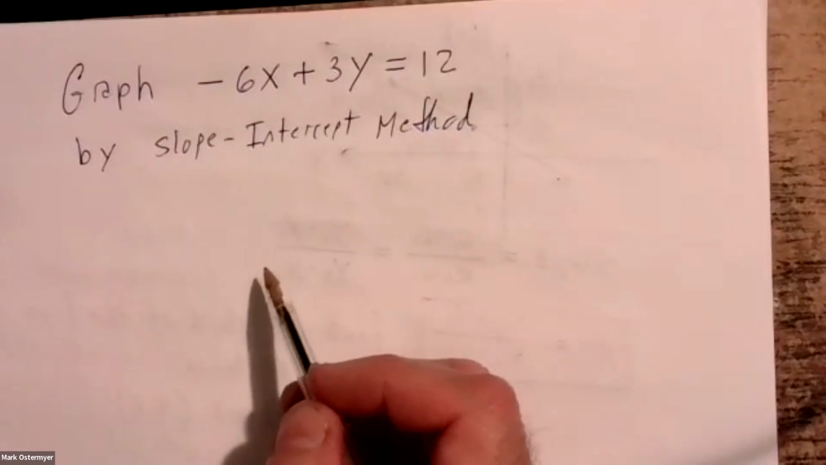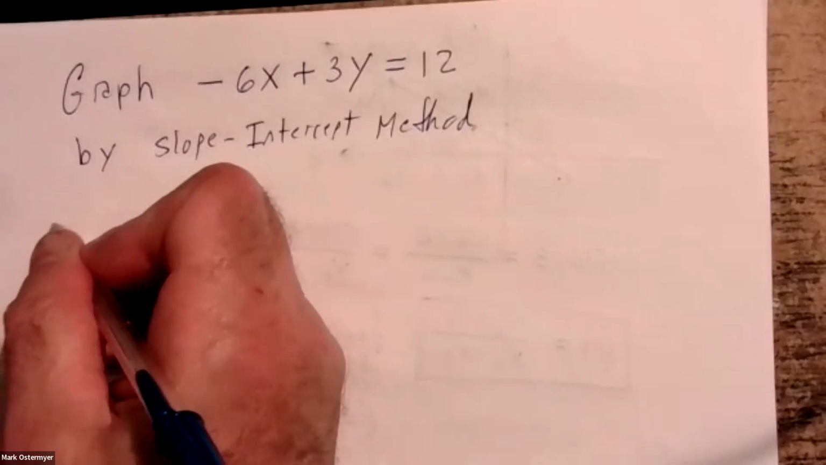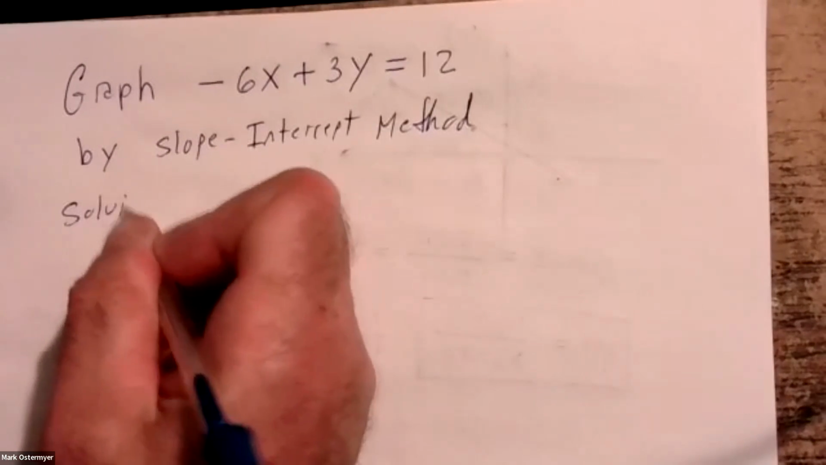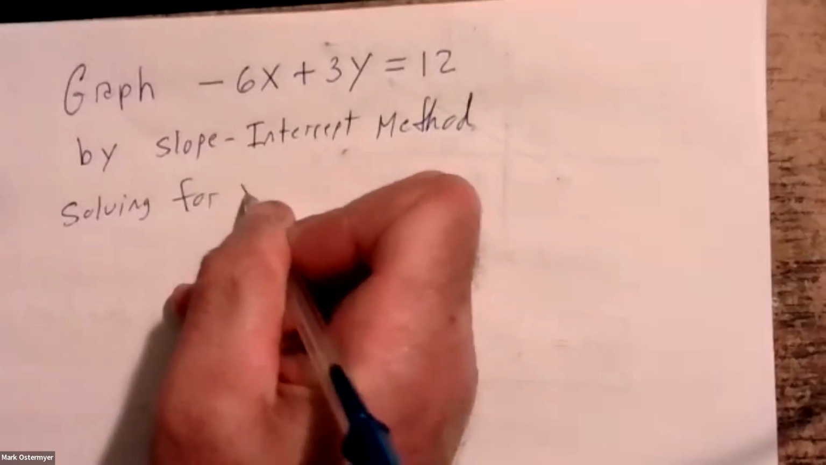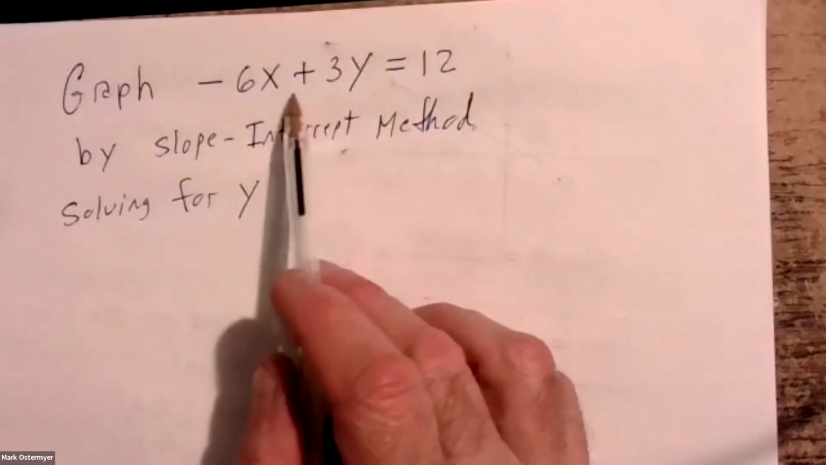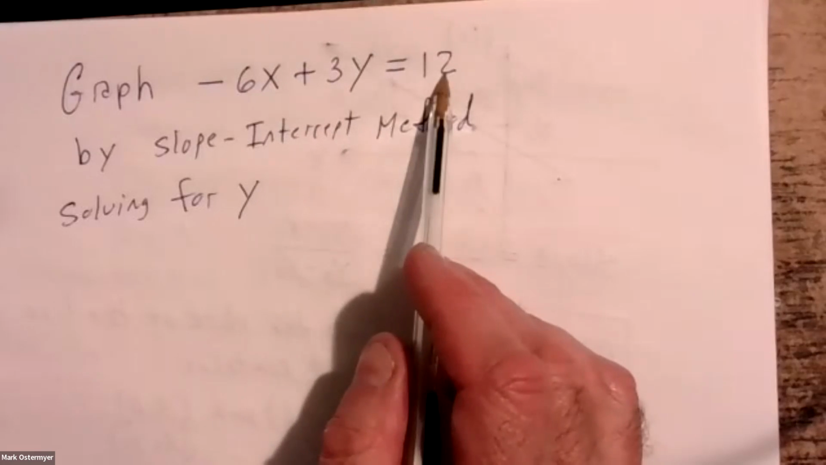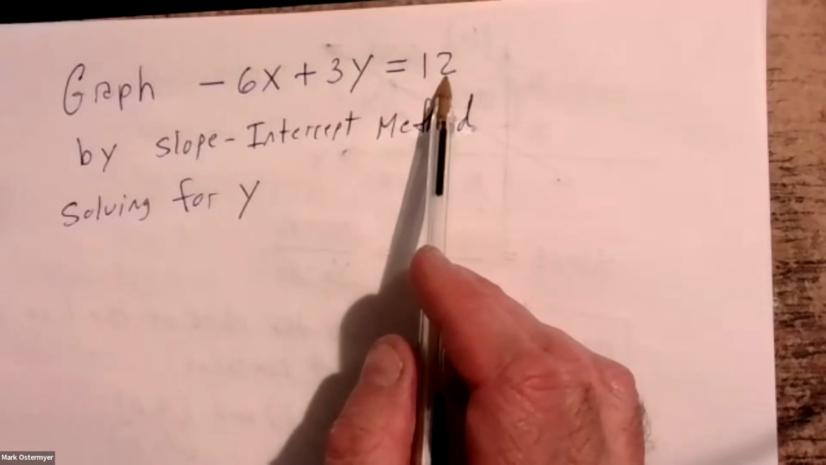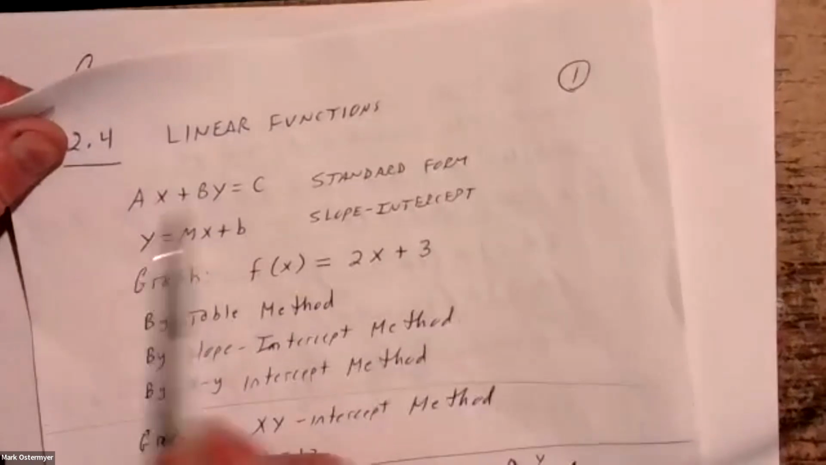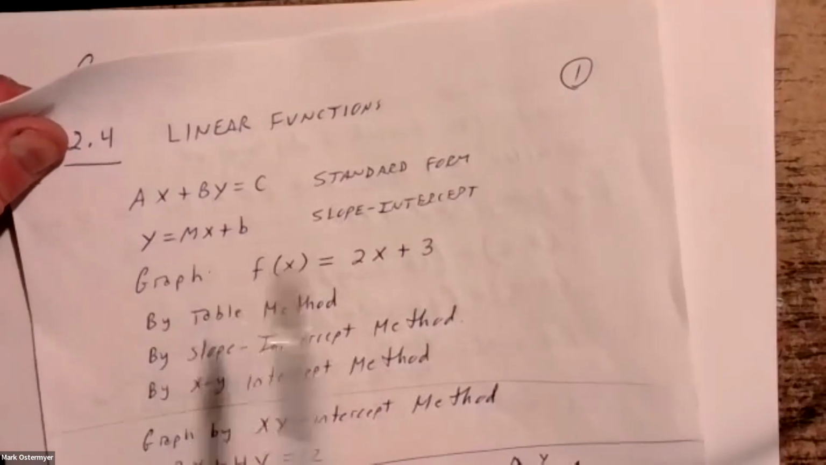So to graph by using the slope-intercept method, I have to solve this equation for y. How do I solve this equation for y? How do I get this equation, which presently is in standard form, ax plus by equals c form, into slope-intercept form? That's what I'm trying to do here.